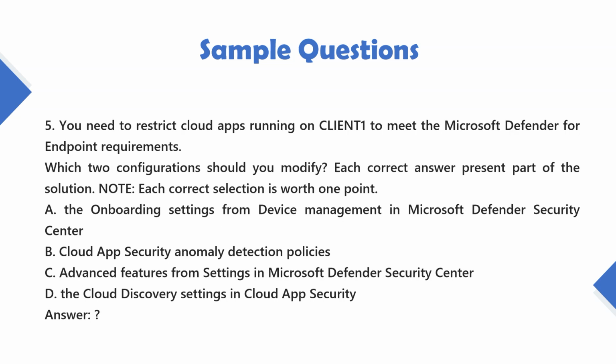5. You need to restrict cloud apps running on Client 1 to meet the Microsoft Defender for Endpoint requirements. Which two configurations should you modify? Each correct answer presents part of the solution. Note: each correct selection is worth 1 point. A. The onboarding settings from device management in Microsoft Defender Security Center. B. Cloud App Security Anomaly Detection Policies. C. Advanced features from settings in Microsoft Defender Security Center. D. The Cloud Discovery settings in Cloud App Security.